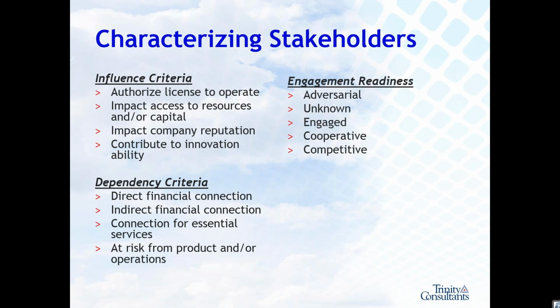And then dependency, some sort of direct financial connection, so maybe a supplier or customer or an investor, connection for essential services, again, could be a supplier potentially, at risk from product and or operations. So really this is how dependent is your organization on that stakeholder, and how could that dependency be affected based on some sort of environmental issues or risk or performance.